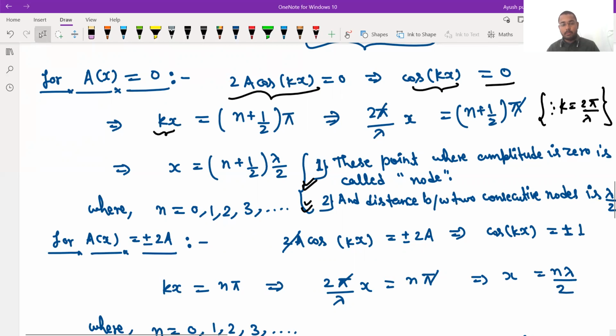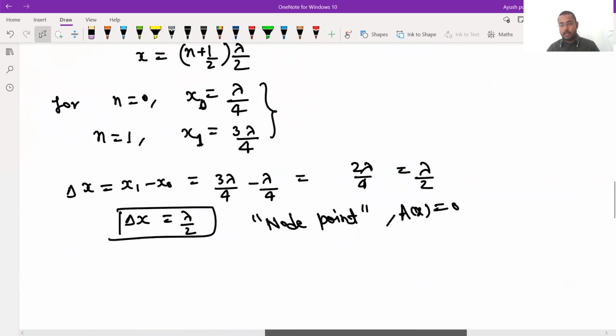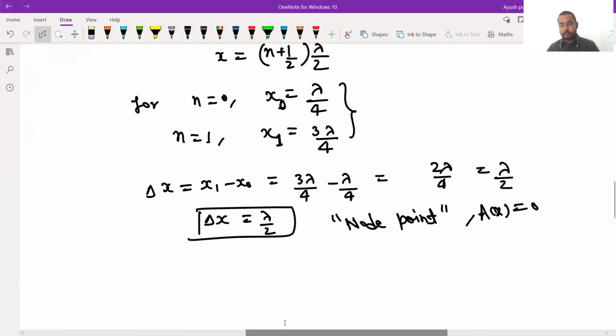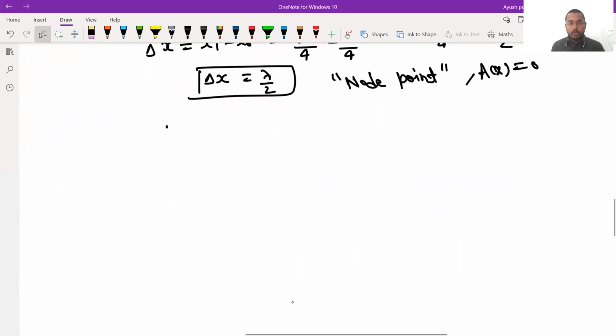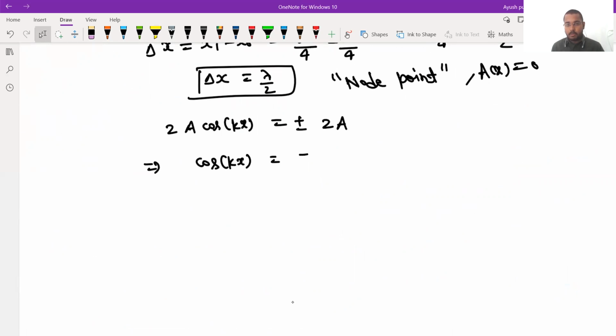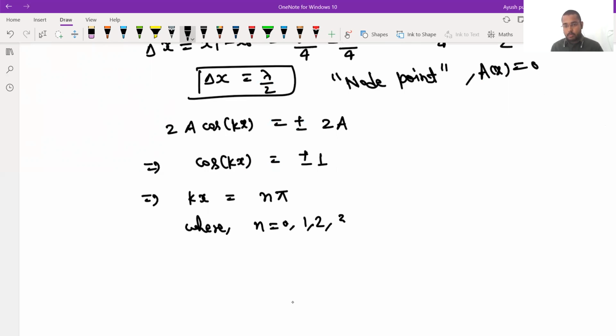Now I will also derive it in the fresh slide. Okay, now let's see. 2A cos kx is equal to ±2A. So 2A and 2A will cancel out, and cos kx will be equal to ±1. So that means kx will be equal to n pi, where n is equal to 0, 1, 2, 3, and so on.